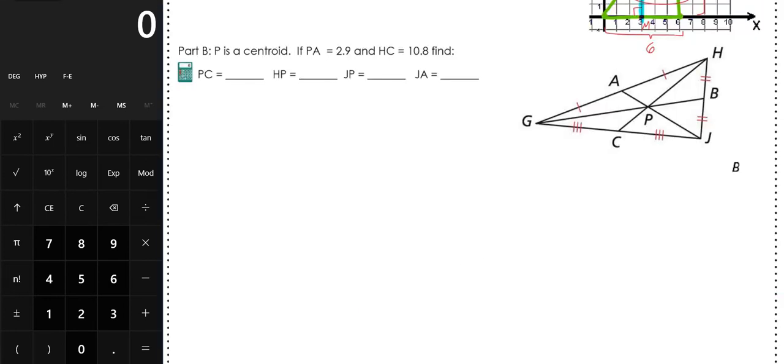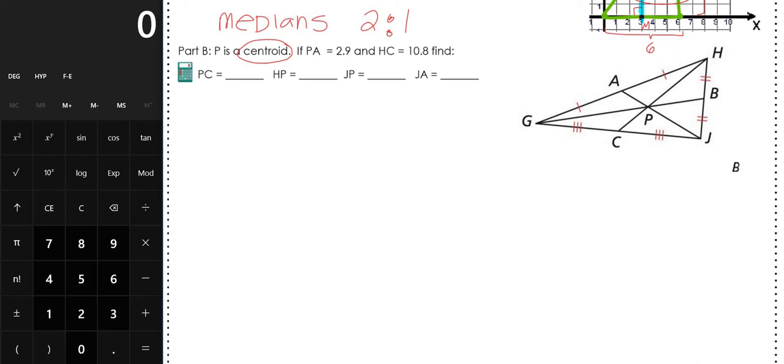Okay, so part B of this question, we're continuing along the lines of special centers of a triangle and special line segments of a triangle. Part B, P is a centroid. And then they tell you some measurements. Before we look at those measurements, a centroid is the point of concurrency for medians. And there's some special property about the centroid that you have to understand before you can do this problem. For a centroid, it's going to divide each of your medians in a 2 to 1 ratio.